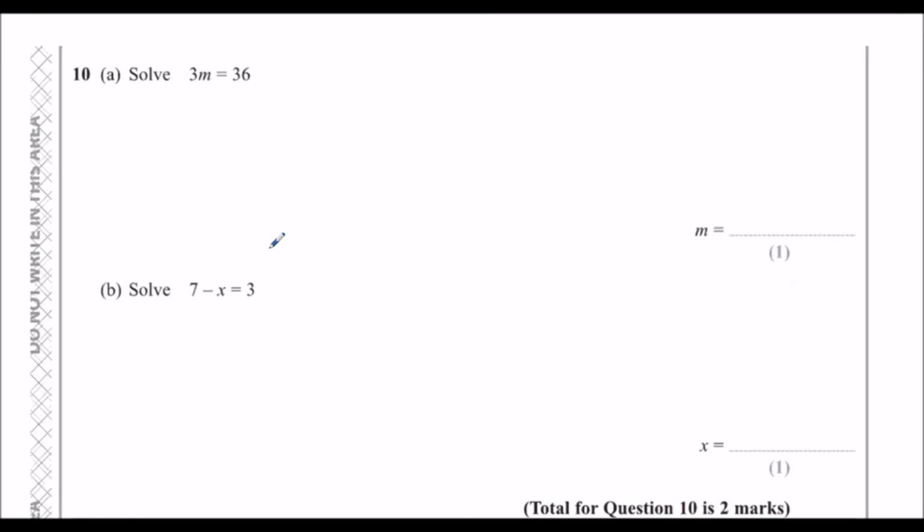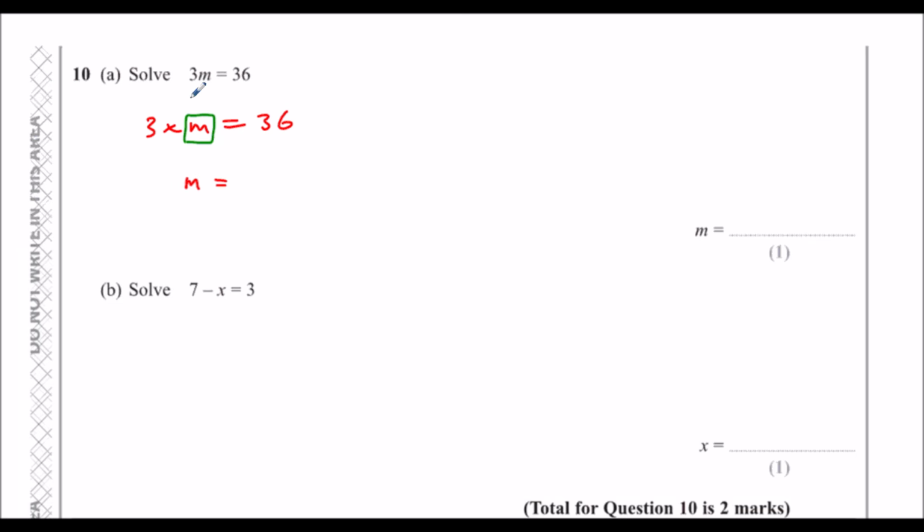Question 10. Solve 3m equals 36. 3m means 3 times m. 3 times m is 36. And when we're solving, we're finding out what the missing number is. So this m is a number and we're working out what it is. So 3 times something is 36. What's that something? So what we can do, we can divide both sides by 3.